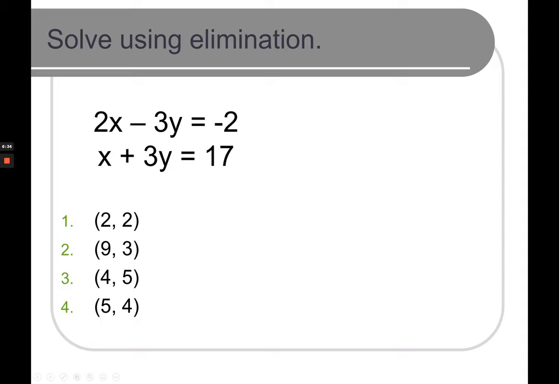Solve using elimination method. So let me show you real quick. If we are going to add, y is eliminated. You have 3x is equal to 15. Divide by 3, divide by 3, x is 5. So we are now probably sure that the answer is actually choice 4. It will end up y is equal to 4.